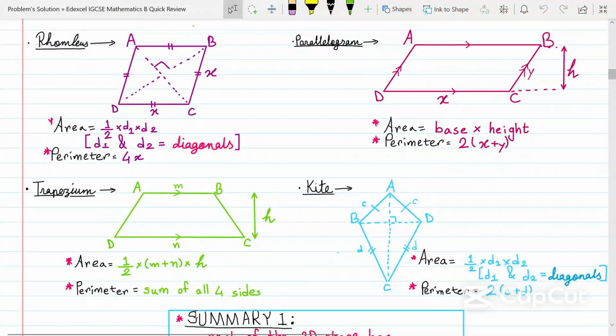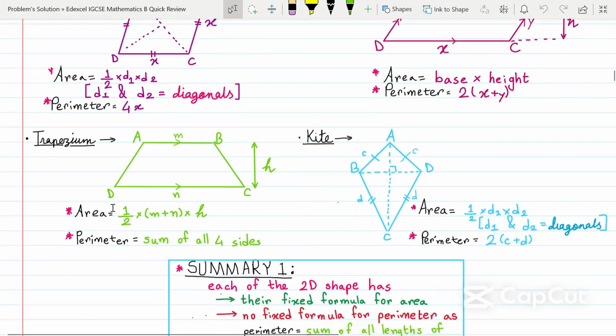So now next we have summary one. Before that, you might be having a question: why did I put this asterisk? You might have seen this asterisk somewhere else. Where is it? Here, before the words perimeter and area for each of the 2D shapes. That's right, guys. The reason for this asterisk is written in summary one. So let's see what summary one says.